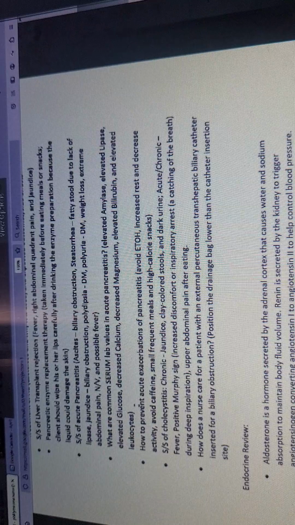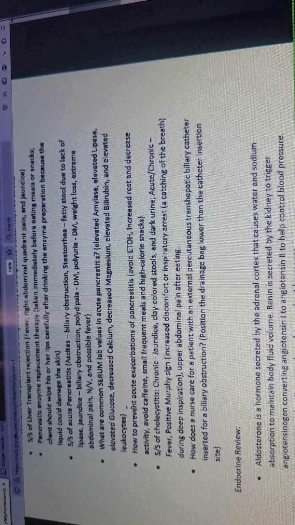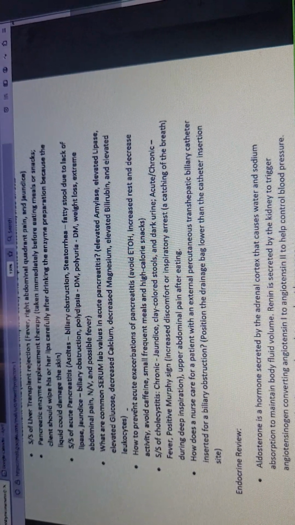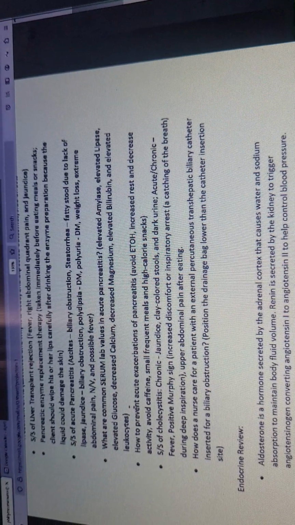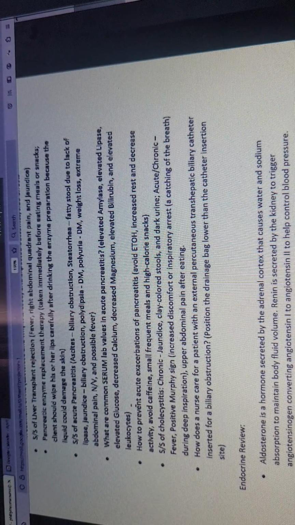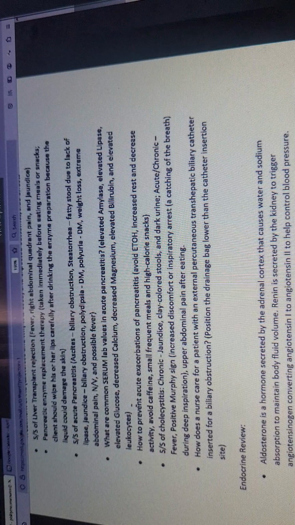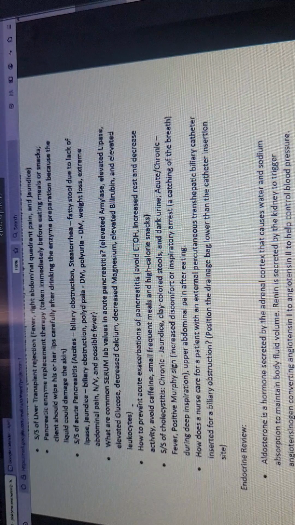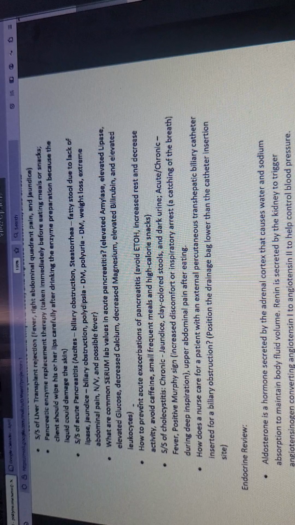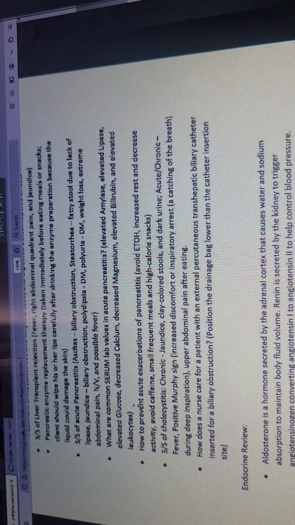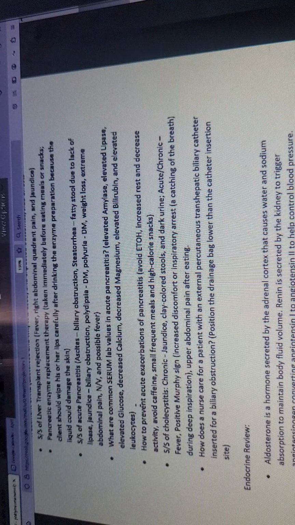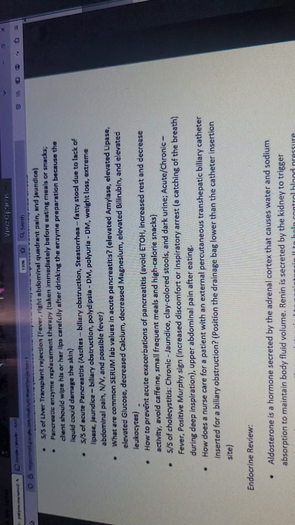And the last question there, how does a nurse care for a patient with an external percutaneous transhepatic biliary catheter? Fancy words. So there's so much inflammation. Like someone say that if the ascites is huge, and we need to drain that ascites, right? Well, it's called external percutaneous transhepatic biliary catheter, right? A biliary obstruction. So regardless, just like if it were a Foley catheter, same deal.